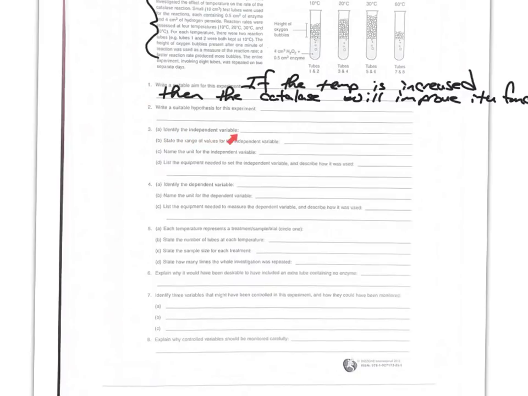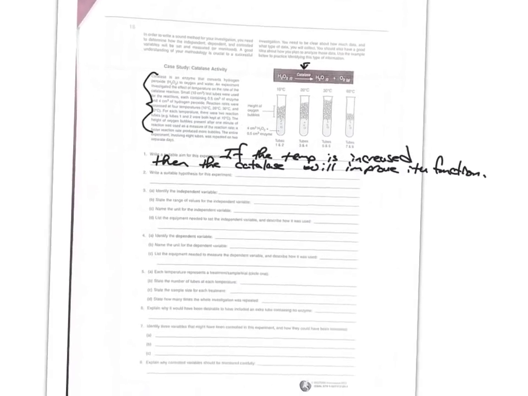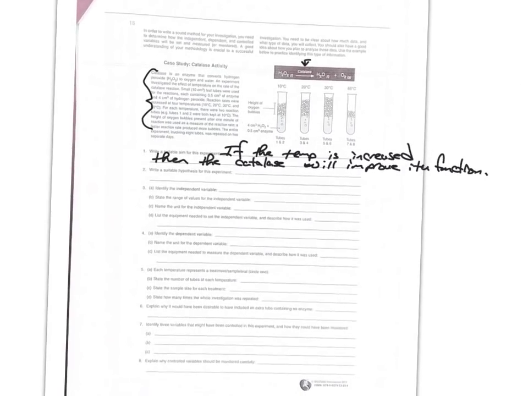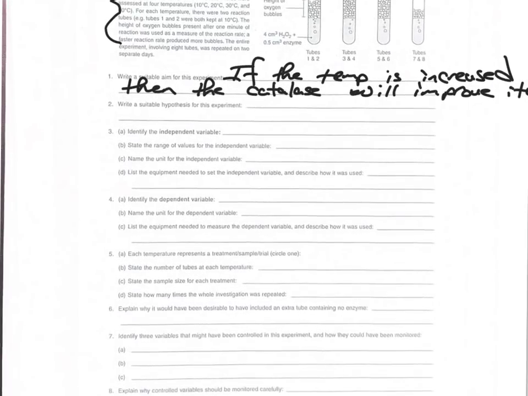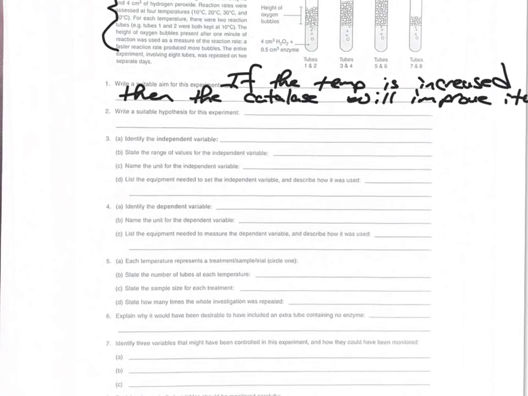Identify the independent variable, the variable you're changing. Let's look at that. What is the variable you're changing? Are you changing the height of the bubbles? No, that's not what you're changing. What are you changing over and over again? I hope you said the temperature, because it is in fact the temperature that you're changing. So that makes it your independent variable.